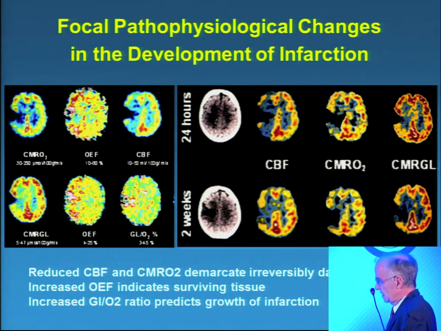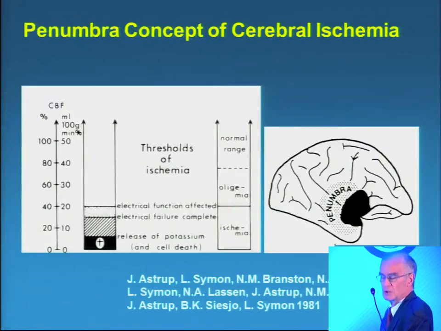In other areas, you have also persistent glucose consumption as down here, but no oxygen consumption as shown up here. And this is an area where the metabolism is disturbed. Due to the defect in oxygen metabolism, you get anaerobic glycolysis and lactate production, and this tissue is also dying over time.